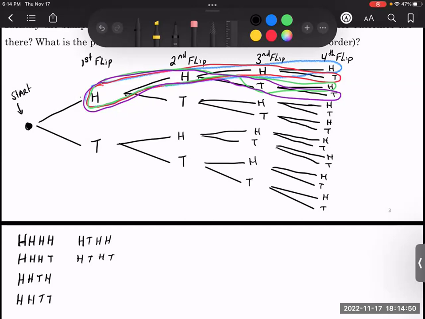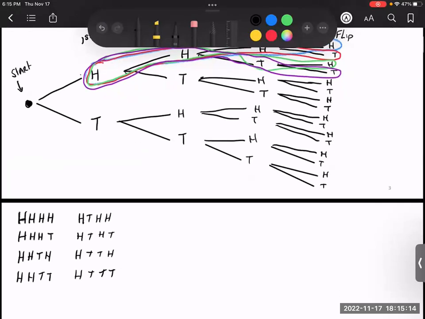Now we got to take care of heads, tail, but this time tail being the third flip, and then the last flip could be either heads or tails. So it's heads, tails, tails, heads, heads, tails, tails, tails. Okay, so that takes care of all of the heads being the first flip, all right? Now we do it with the tails.